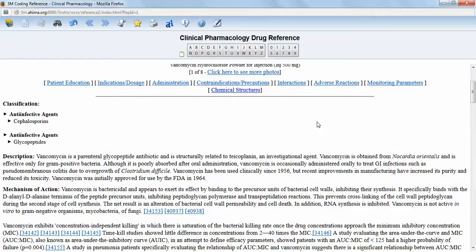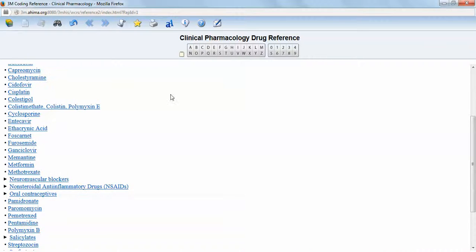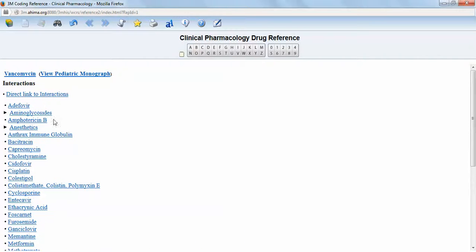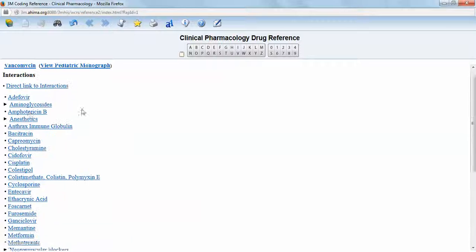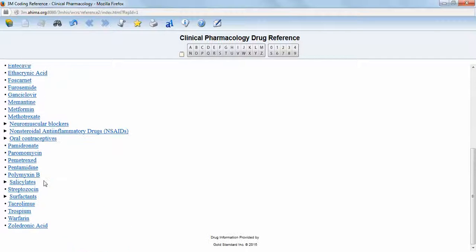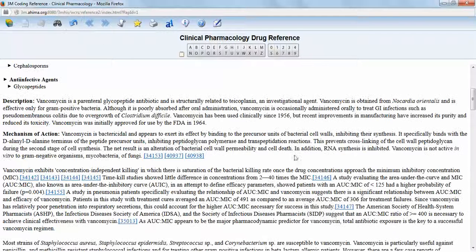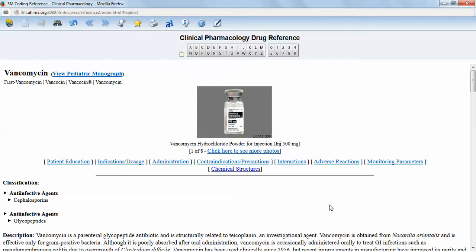All right. Same thing with interactions. This gives you interactions, only it gives it to you from a pharmacologic standpoint. So all of these drugs have interactions with that particular medication, with vancomycin, potentially. So it gives you a lot of really good information there that you might find useful when you're coding a patient's chart. That concludes the clinical pharmacology and drug reference.